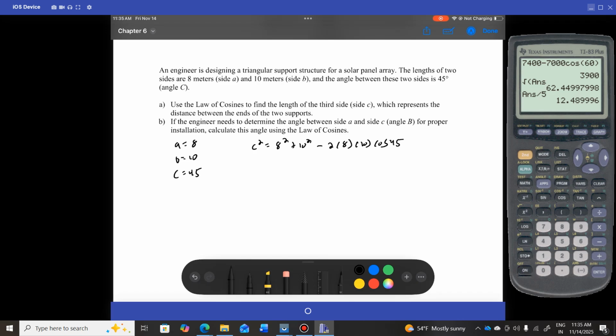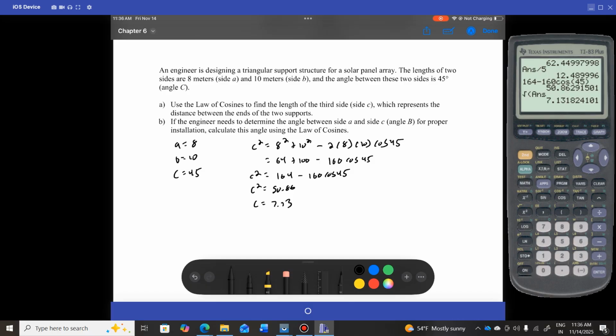We'll make that mistake again. 64 plus 100 minus, let's see, 80, 160 cosine 45. So 164 minus 160 cosine 45. And that's C squared. Actually, in this case, it's 45, so it won't matter if I made that mistake. So C squared is 50.86. So C is square root of that, 7.13.